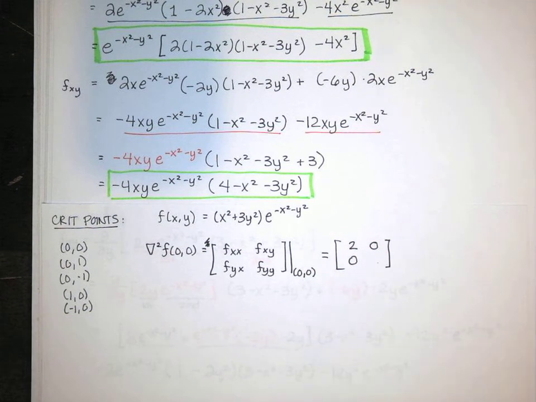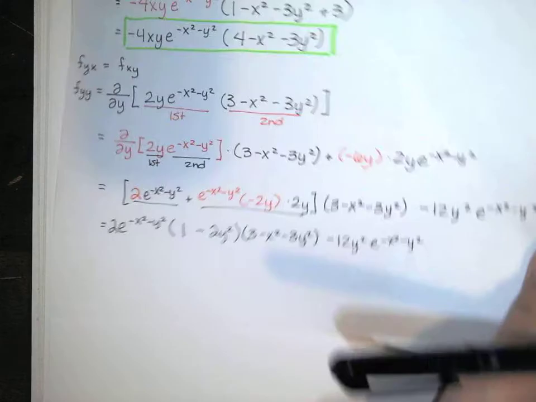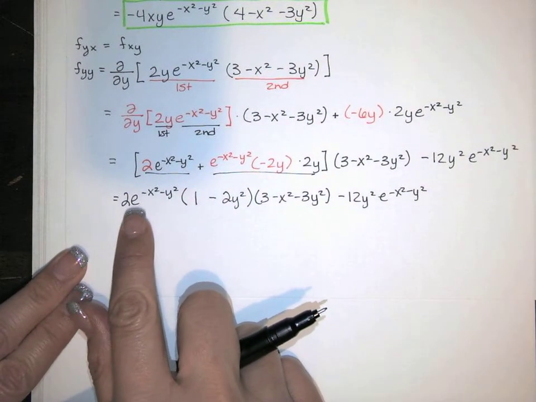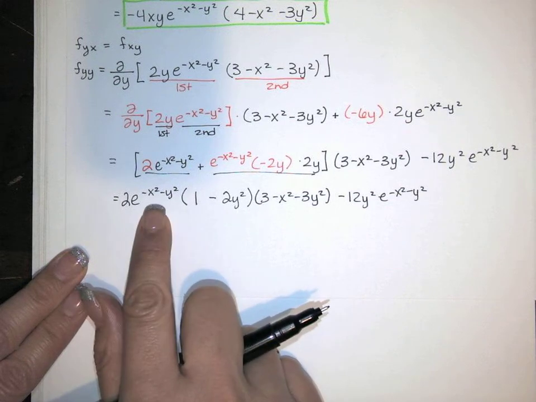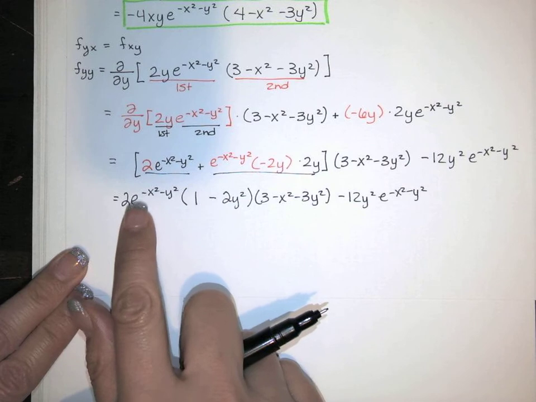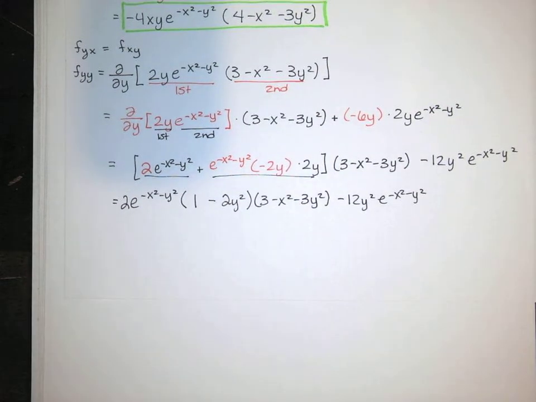And now we just need the second partial with respect to y at (0, 0). So at x, y equals 0, 0, this is e to the 0, that's 1. So we've got 2 times 1 times 3. So 2 times 3 is 6. From over here, minus 0. So we just get 6.